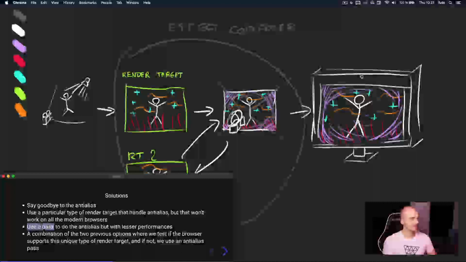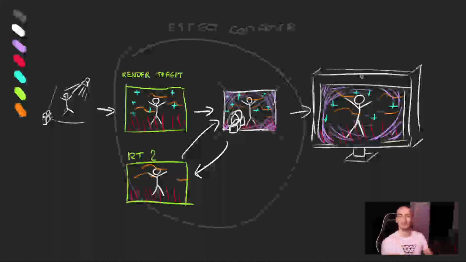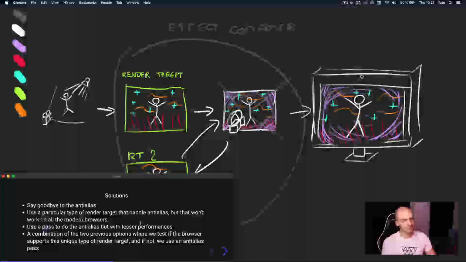Third solution, we use a pass to do the anti-alias. So yeah, we are going to add a new pass, just like we added the glitch pass, the RGB pass. We are going to add a pass that will add anti-alias. This sounds like a good solution, but actually it's bad for performances, because adding passes is always bad. If you can just avoid adding passes, do so, because it's bad for performances. But that's a solution. We can do that.